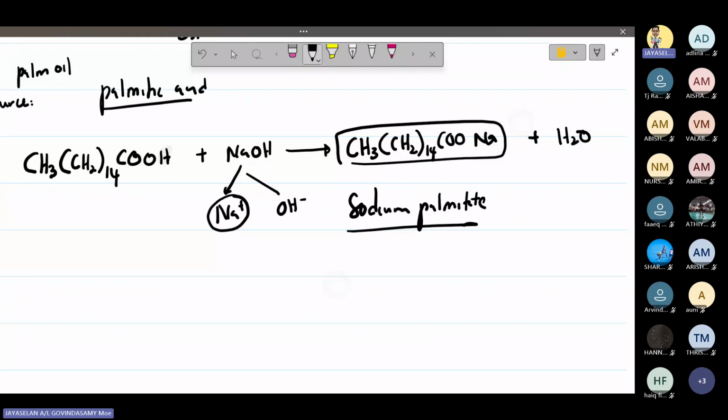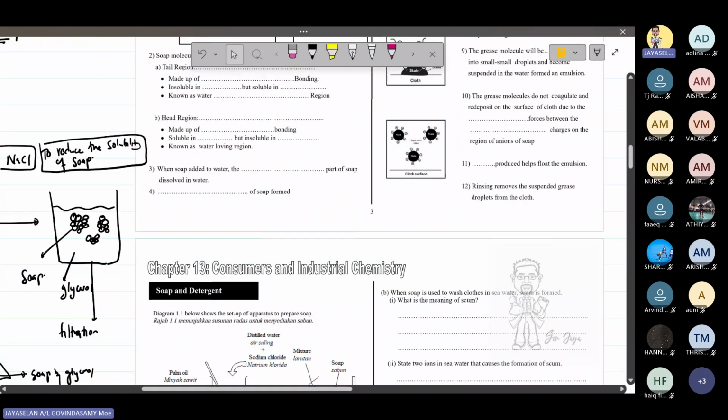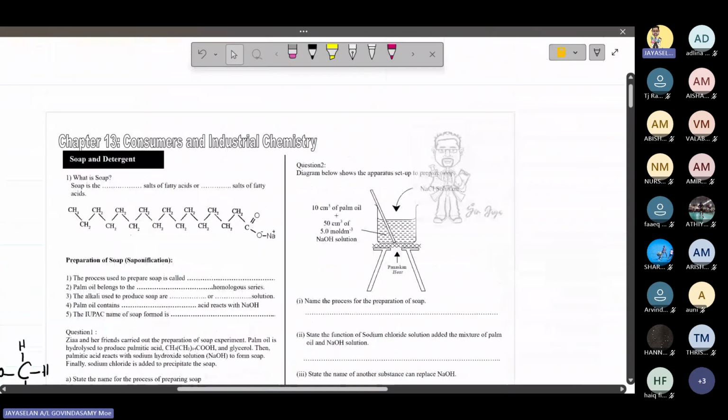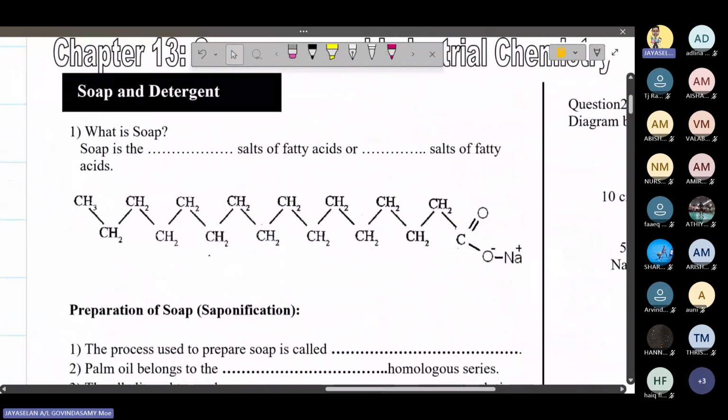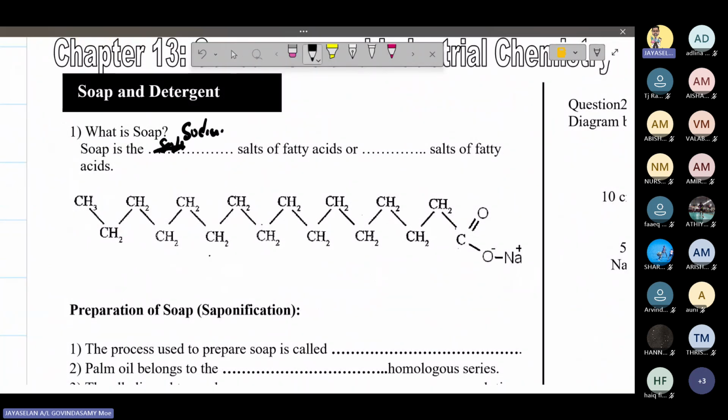No question? Okay, now we do round 2. Sekali lagi kita buat semua lengkap, secara lengkap di sini. Okay, now look at this. What is soap? Soap is known as sodium salt of fatty acid or potassium salt of fatty acid.